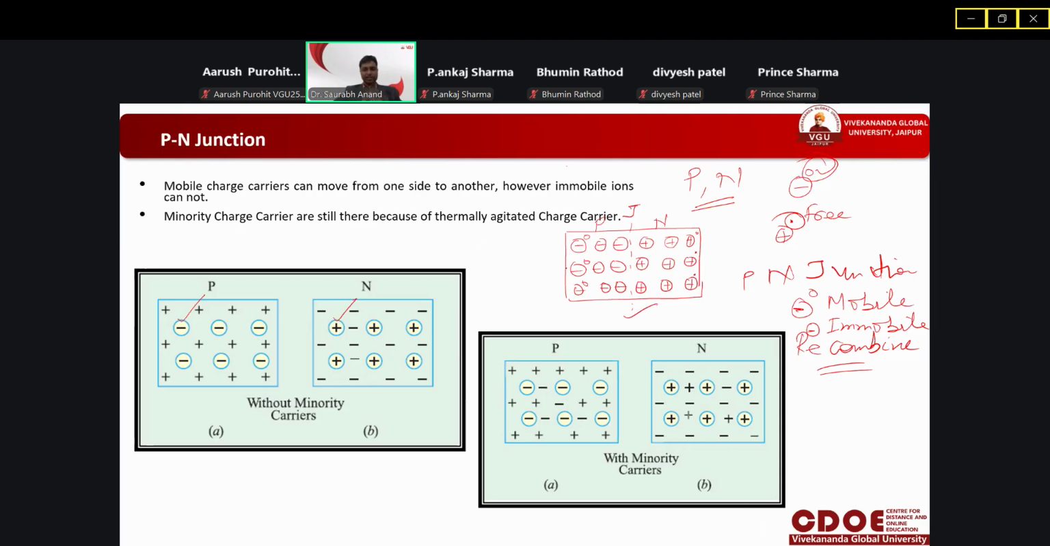Now after this, we will connect one wire here, one wire here. This is known as positive, this is known as negative. In this way, we can develop the PN junction diode. This is known as PN junction diode, and the symbol is like this: a triangle and one bar. This is actually showing P type.